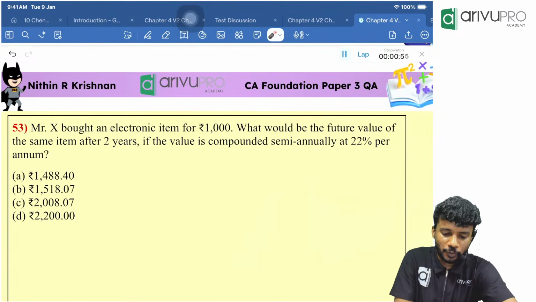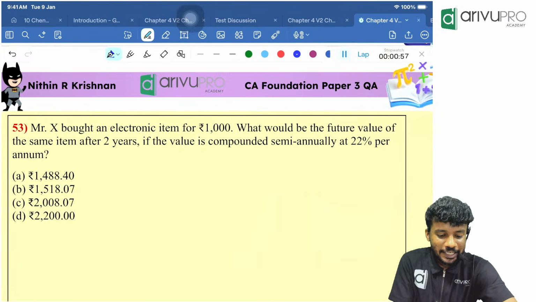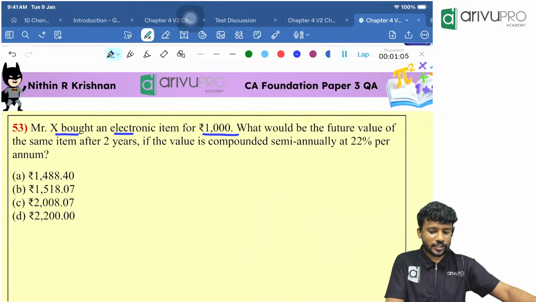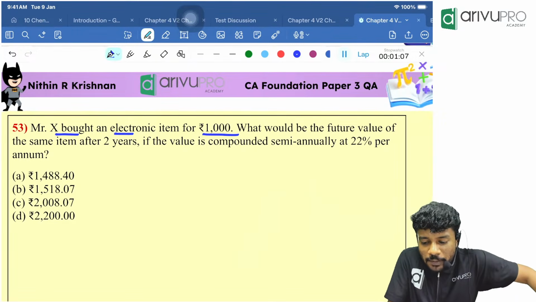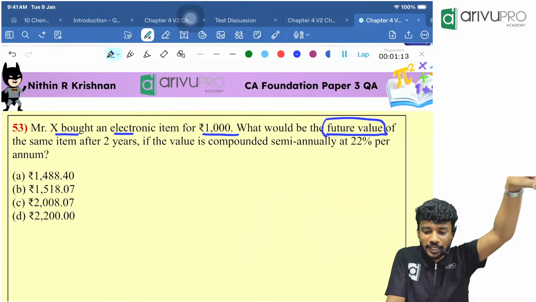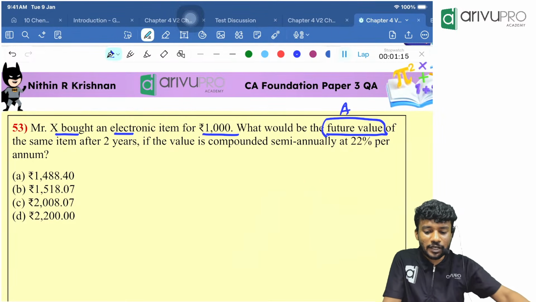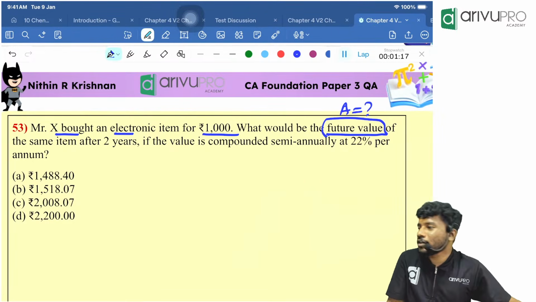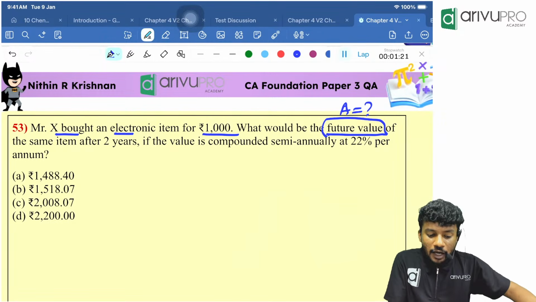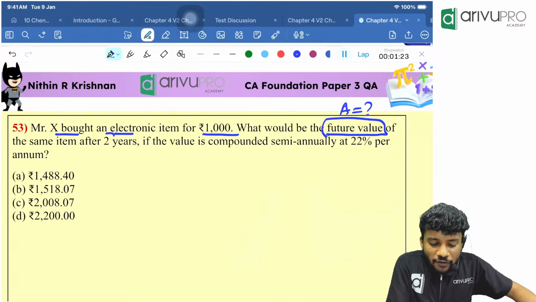1518.07. Okay. What is given? X bought an electronic item for 1,000 rupees. He bought it for 1,000 rupees. Then what would be the future value? Future value means something which we are going to get in the future, or the final amount. A is the future value. They are asking what would be the future value, so we need to find the value of A, of the same item after 2 years.